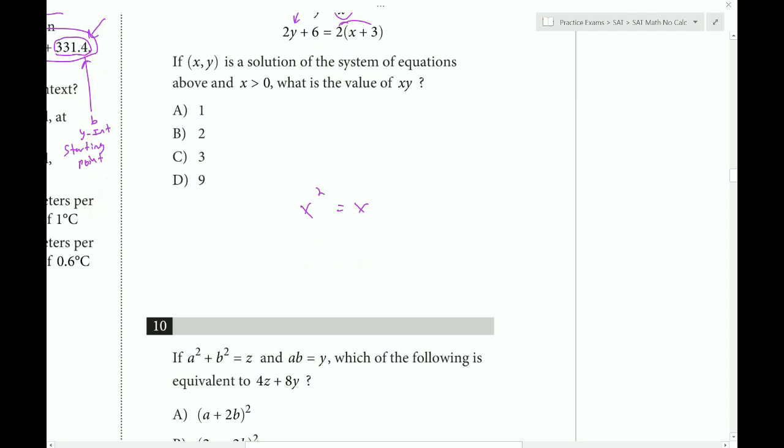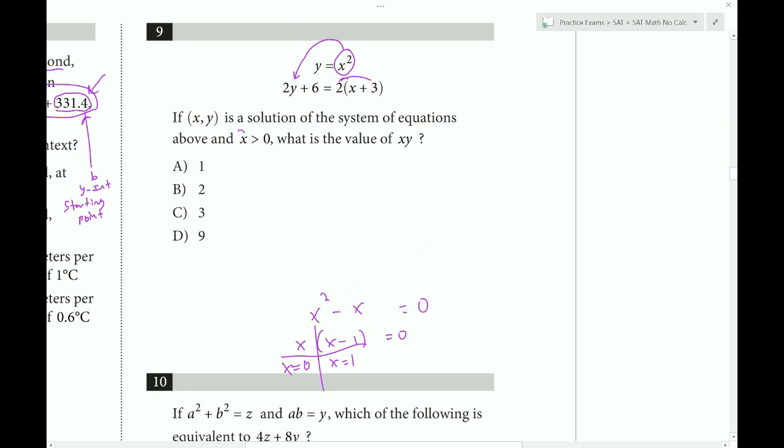And at this point, I can then subtract the x to the left, because whenever you have a quadratic, you want all the items on the one side and have 0 on the other side, right? Then at this point, I can factor out an x, and I have x minus 1. Then I could t-chart x equals 0 and x equals 1, right? So those are my two solutions. I know that x has to be greater than 0, so the only one I can choose is 1.